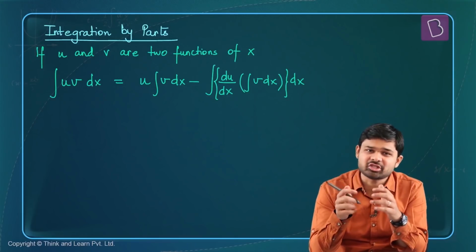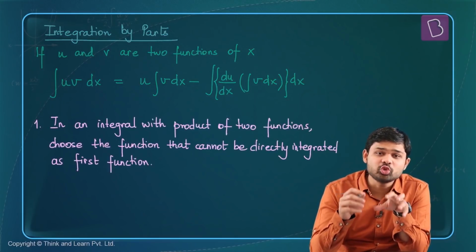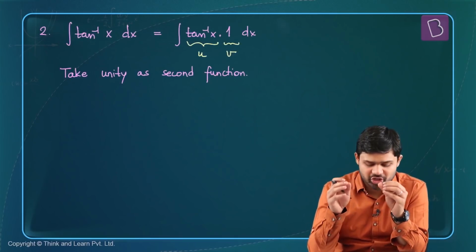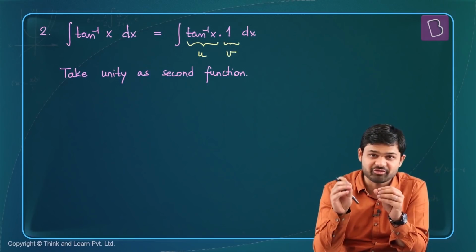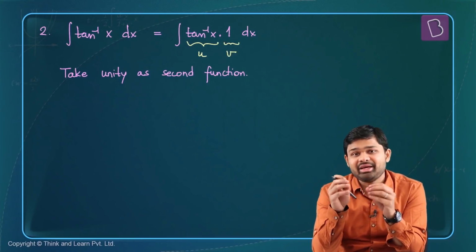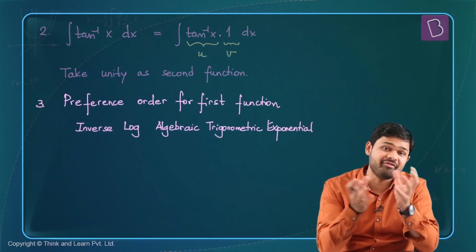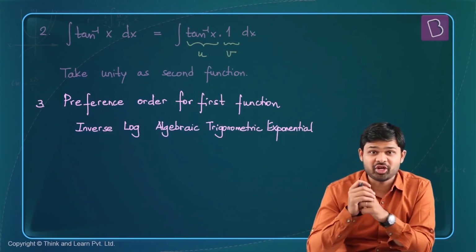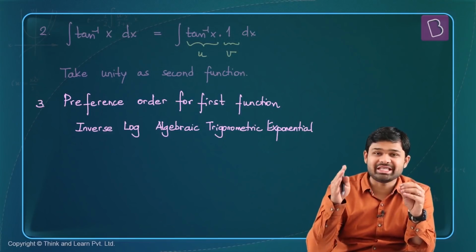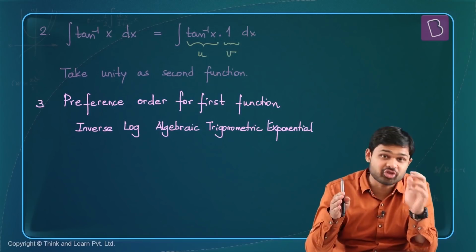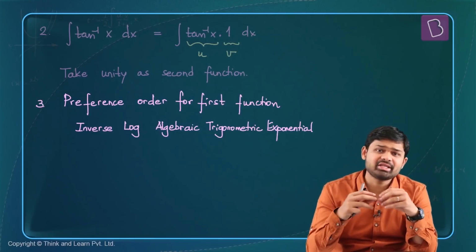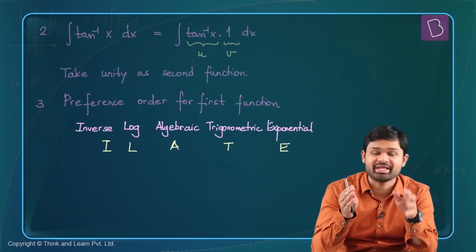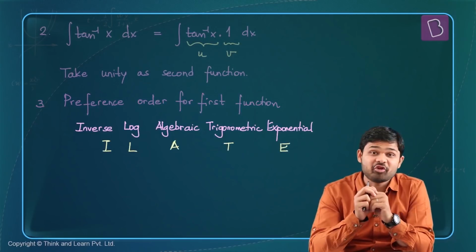For this, there is a small rule. You always choose the first function in this particular order. If there is an inverse trigonometric function, you always choose that as the first function, in a collection of inverse trigonometric, logarithmic, algebraic, trigonometric or exponential functions. So the order of choosing the first function is inverse trigonometric, logarithmic, algebraic, trigonometric and exponential. And there is a mnemonic for this, which is ILATE: I for inverse, L for logarithmic, A for algebraic, T for trigonometric and E for exponential.